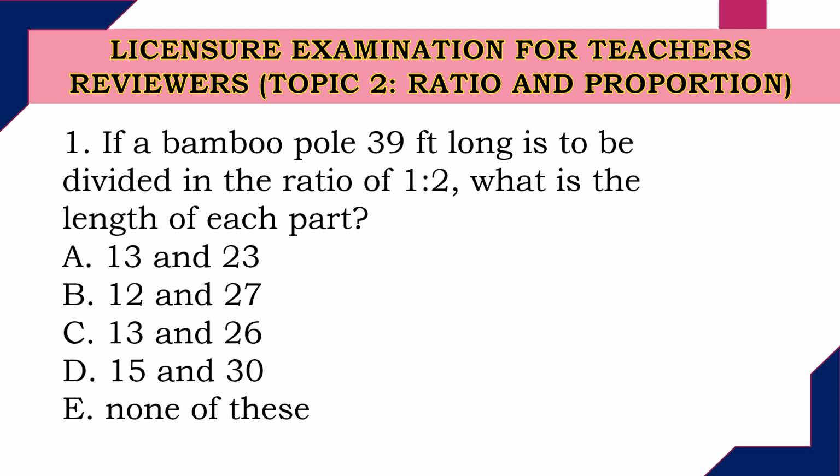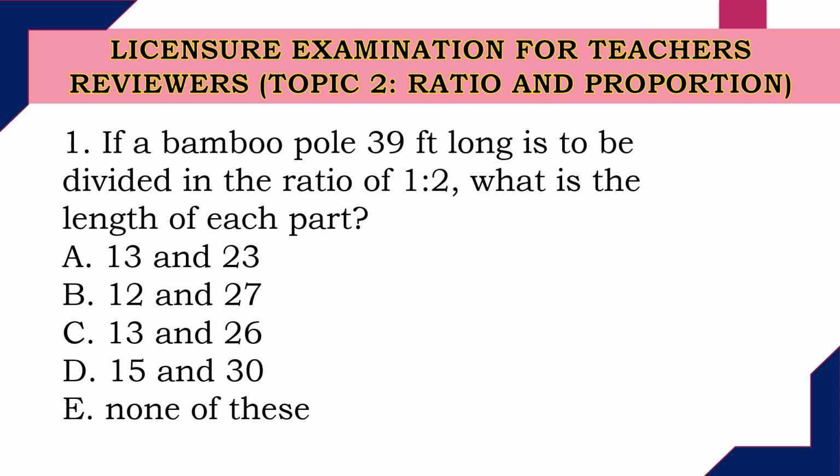If a bamboo pole 39 feet long is to be divided in the ratio of 1:2, what is the length of each part? A. 13 and 23, B. 12 and 27, C. 13 and 26, D. 15 and 30, E. None of these.